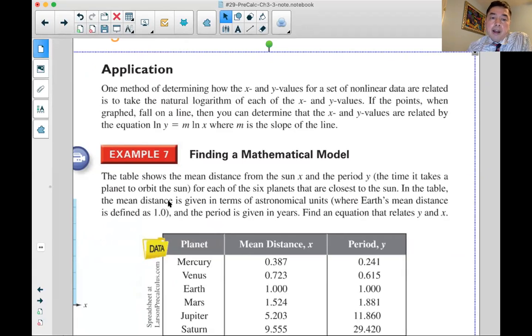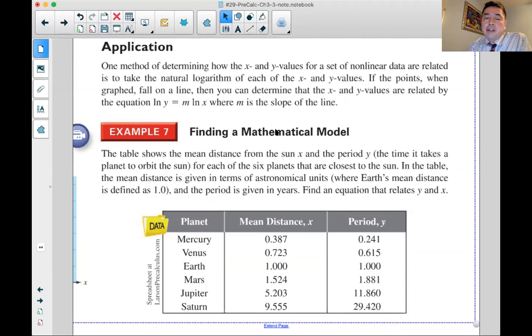One method of determining how the x and y values for a set of nonlinear data are related is to take the natural logarithm of each of the x and y values. If the points, when graphed, fall on a line, then you can determine that the x and y values are related by the equation natural log y equals m natural log of x, where m is the slope of the line. So example 7 is finding the mathematical model.